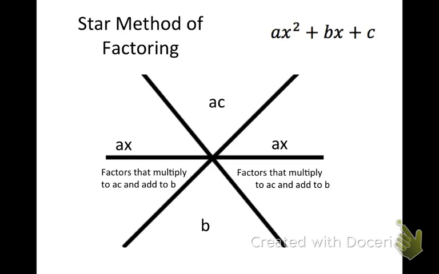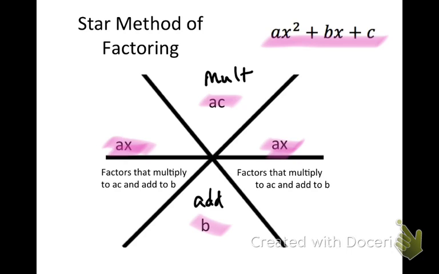As you know from the previous video, we always need to have our quadratics in the form ax squared plus bx plus c. Once we know what the a, b, and c values are, we can fill this star out right here. So a times c goes right here, b goes right there, ax and ax go there. Notice the only place you see an x anywhere in this is where it says ax and ax. The other two openings are where you put your factors. So whatever multiplies to ac and whatever adds to b. So you need two factors that multiply to ac and add to b.